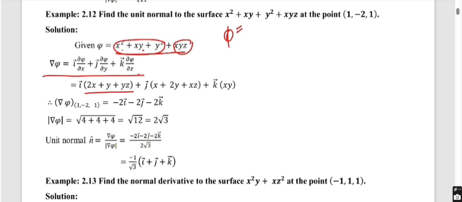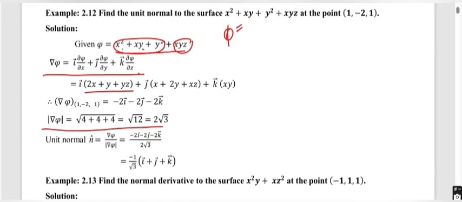Now we find del phi at 1 comma minus 2 comma 1. We have minus 2i vector minus 2j vector minus 2k vector. From this, modulus of del phi is root 12. We write root 12 as 2 into root 3. We know that unit normal vector n cap equal to del phi by modulus of del phi, that is equal to minus 2i vector minus 2j vector minus 2k vector divided by 2 into root 3.